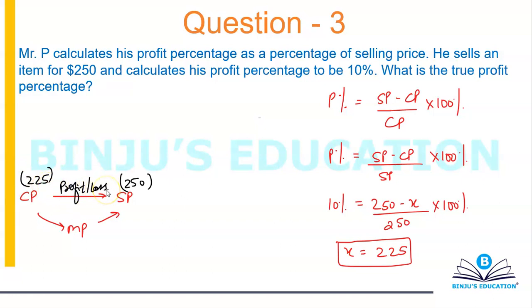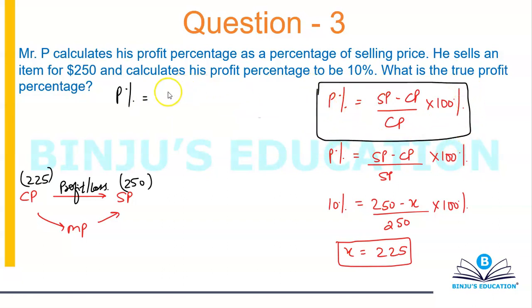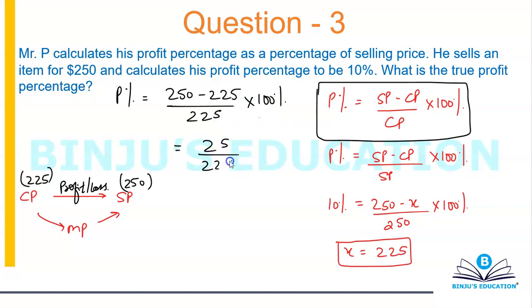and the relationship between cost price and selling price is that of profit and loss. And the question is, what is the true profit percent? Now true profit percent, we know, is selling price minus cost price divided by cost price into 100%. That is 250 minus 225 divided by 225 into 100%. So that is 25 divided by 225 into 100%, which will be 100% by 9, which comes out to be 11.11%. So in actual, he had a profit of 11.11%, but since he was calculating with respect to selling price, he got a profit of 10%. That's what the difference is.